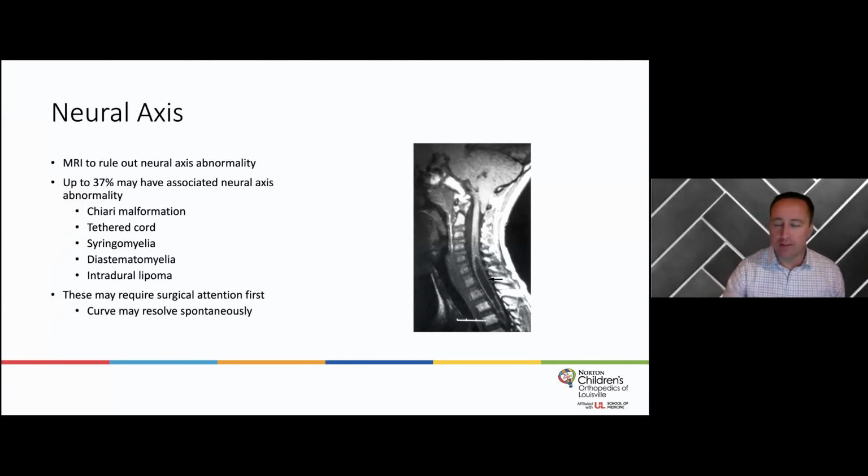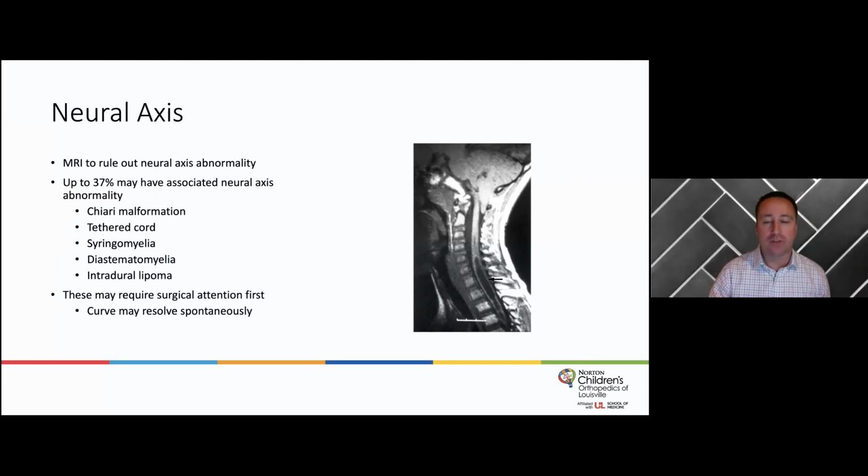Keep throwing out this term neural axis abnormality. That is just a term that could mean any of these: a Chiari malformation, a tethered cord, a syringohydromelia, a diastematomyelia, an intradural lipoma. I know those are big words and I'm not really explaining them very well, but that's really more for a neurosurgeon or a radiologist to explain.